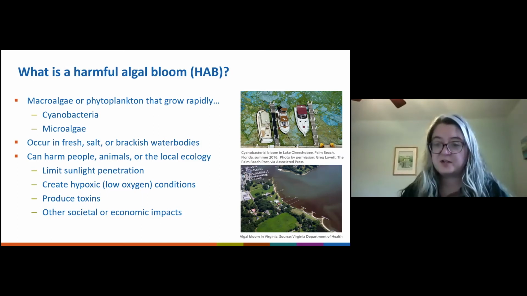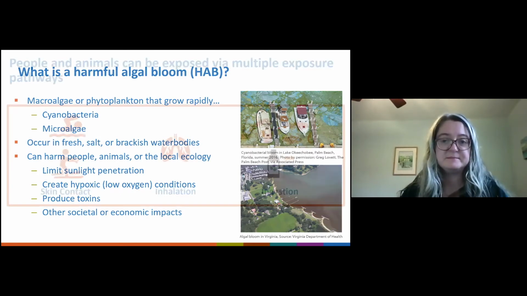Public health concerns primarily focus in on two types of phytoplankton and the toxins that they can produce. Cyanobacteria, sometimes called blue-green algae, and microalgae, the blooms of which you might know as red tide. HABs occur throughout the United States. Cyanobacterial blooms typically occur in freshwater settings, and microalgal blooms in marine or brackish water settings.